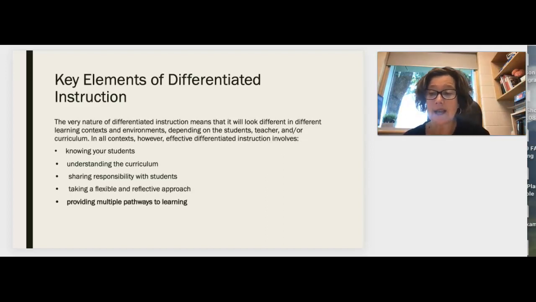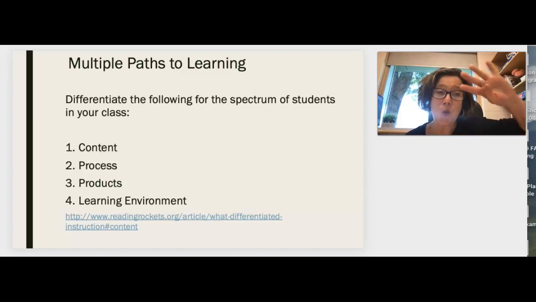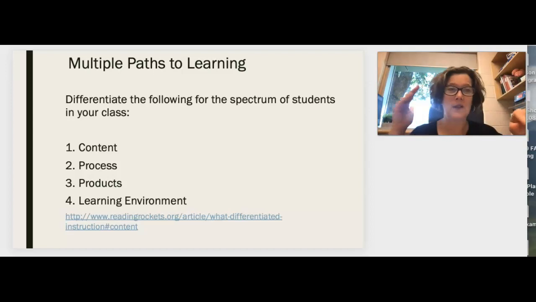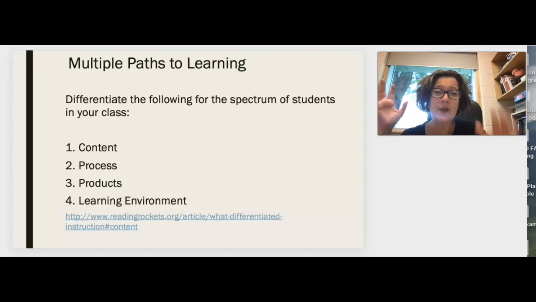And that's what we're going to look at today: how do you actually set up those multiple pathways to learning. So these are the key paths to learning that you need to differentiate. Differentiate the following for the spectrum of students in your class. There are 4 things that you should be thinking about when you are differentiating. It's not just, I'll give this child more worksheets, or I'll give this child fewer examples or sentences. It's absolutely not just that. Okay, so content.